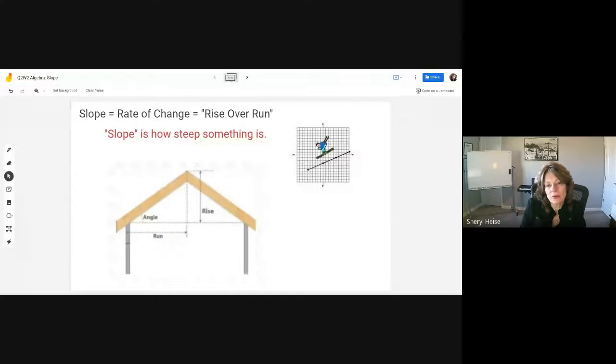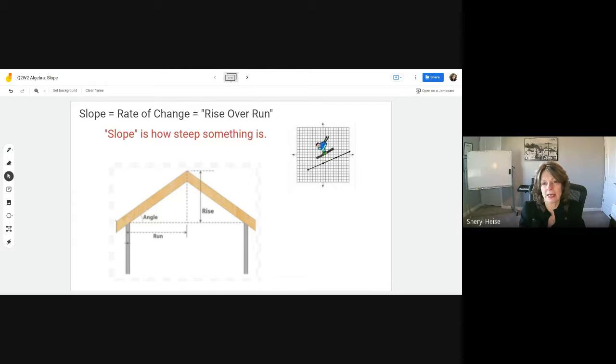We're talking about slope this week. Slope is sometimes referred to as rate of change, and sometimes we call it rise over run. I know you've done slope before, so this week in our lesson, we're going to do a little bit of practice working with it.